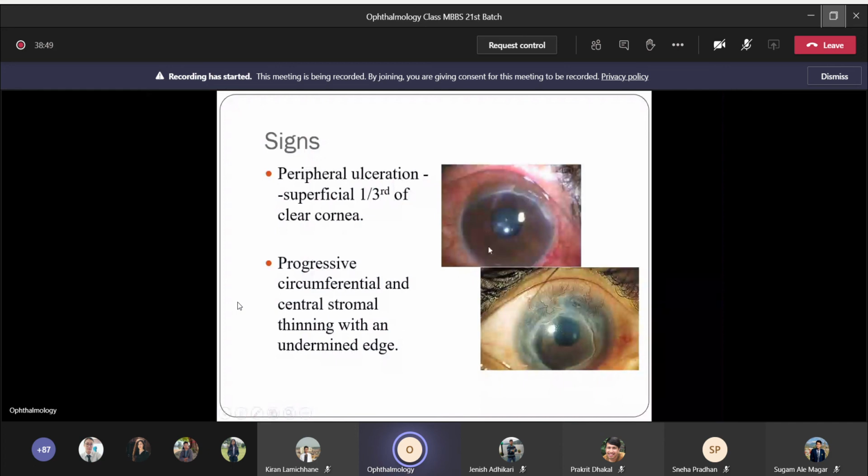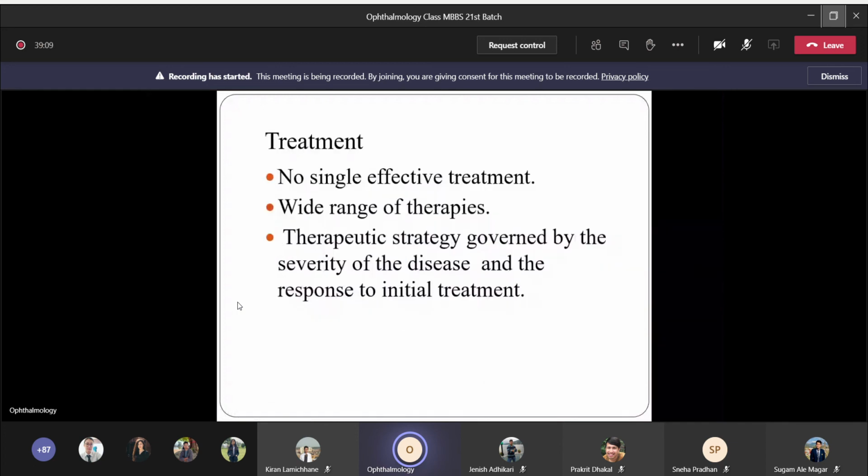It leaves the superficial one third of the cornea, then it has a progressive circumferential and central stromal thinning with an undermined edge. So, treatment: there is a wide range of therapies and no single effective treatment is available. You have to go for a wide range of therapies, and choose and mix and match. The therapeutic strategy is governed by the severity of the disease and the response to initial treatment.